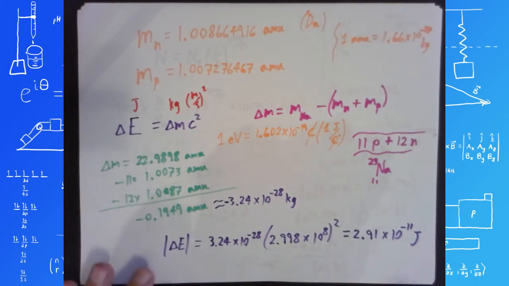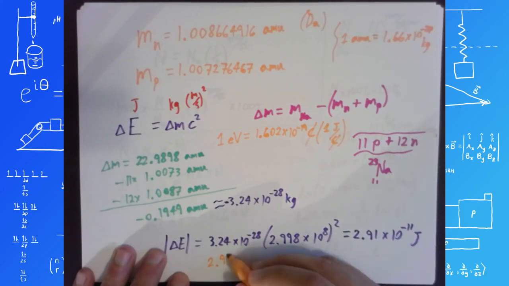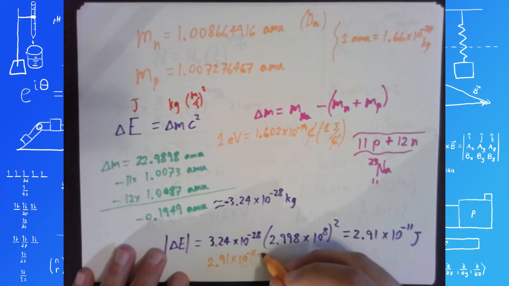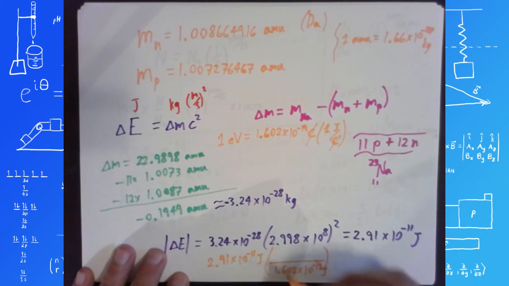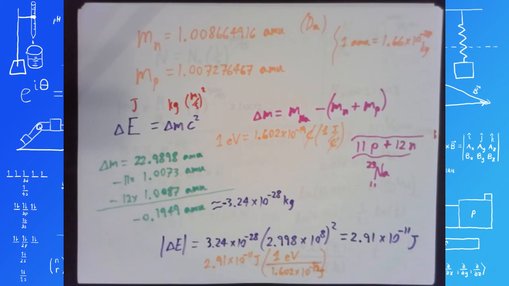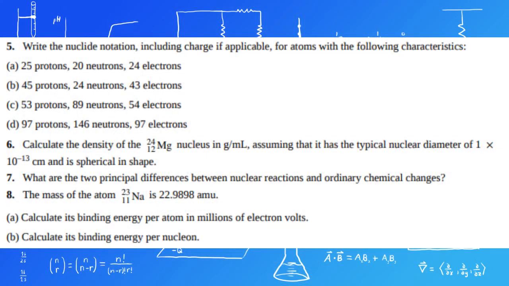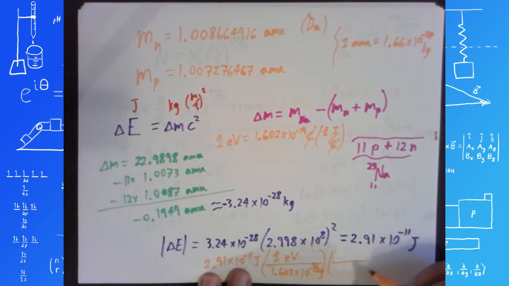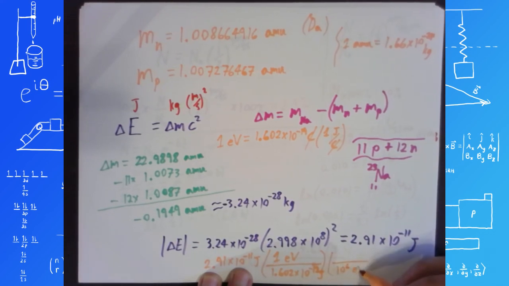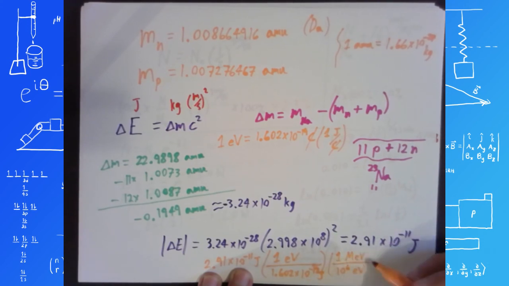So if I were to convert this to electron volts, it's easily done. We can say 2.91 times 10 to the negative 11 joules, multiplied by a conversion factor. I know that 1.602 times 10 to the negative 19 joules equals 1 electron volt. And of course they said calculate its binding energy per atom in millions of electron volts. A million electron volts is a mega electron volt. So every 10 to the 6 electron volts is equal to 1 mega electron volt. And there we go, that's our conversion.